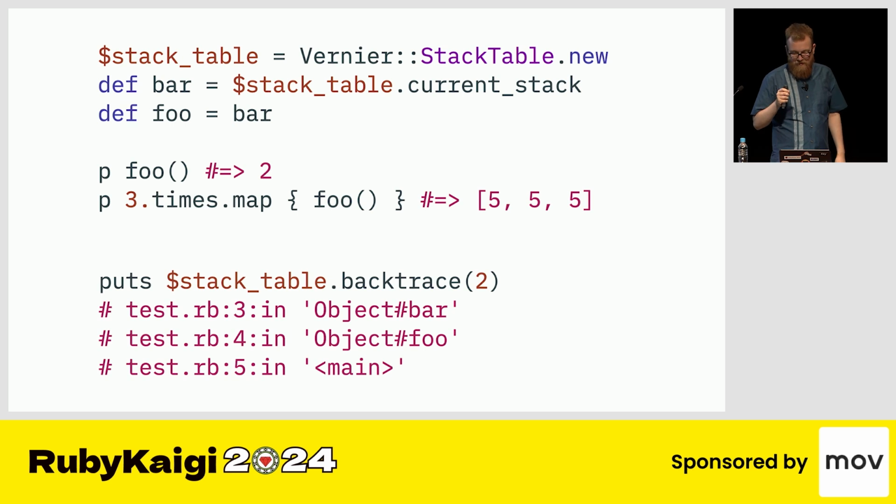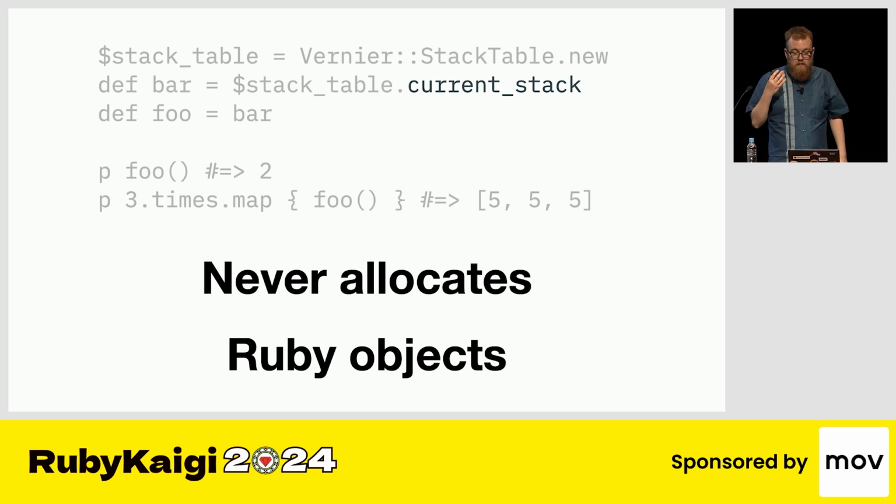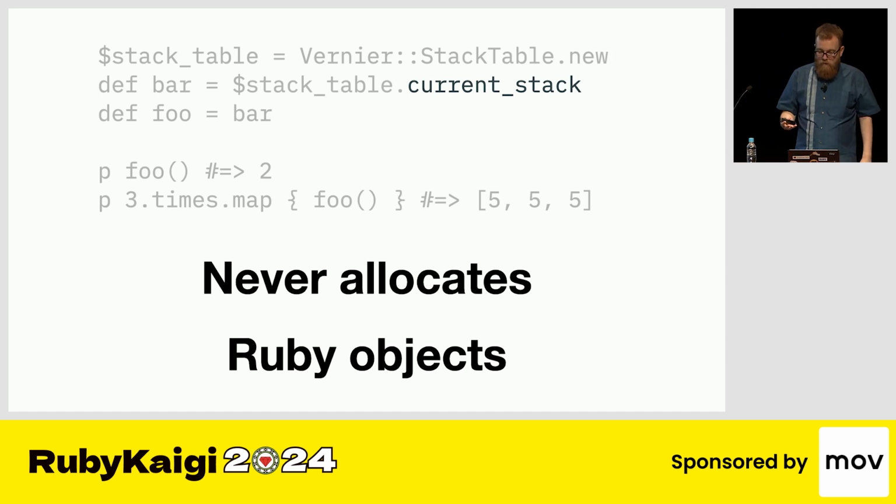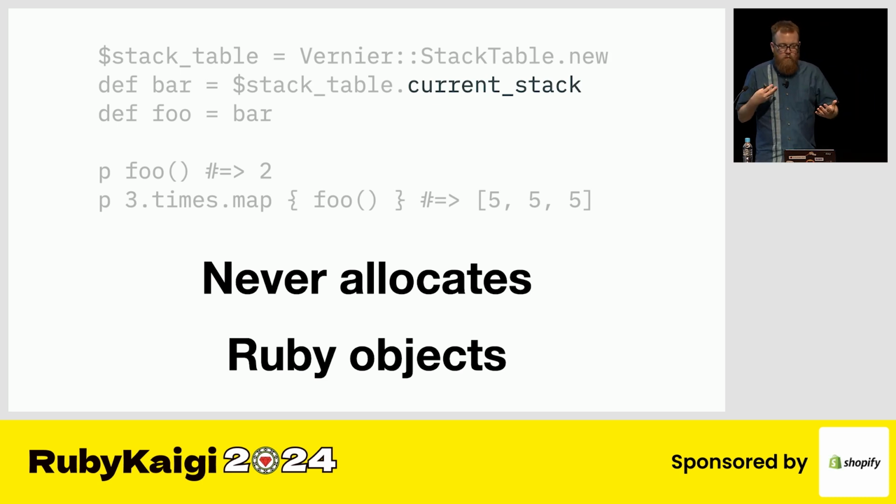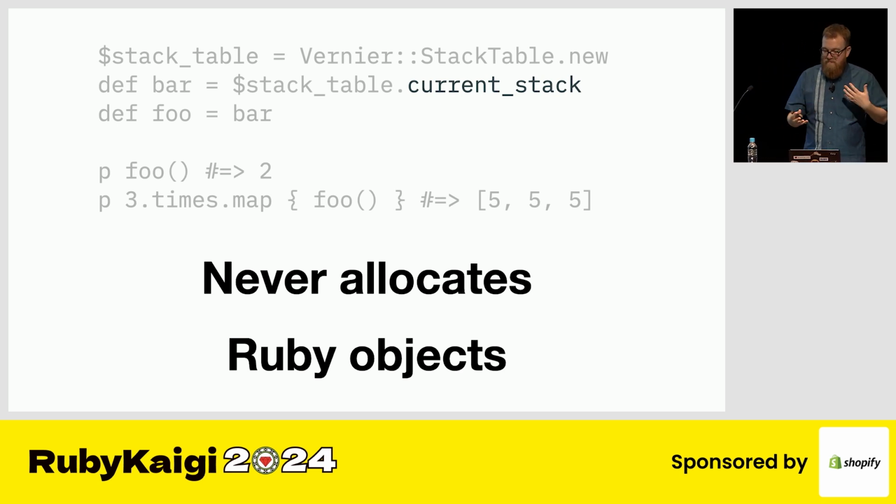The very important thing about this for the tracing, the retained memory profiler, is that calling current_stack never allocates a Ruby object. Most of the time, it won't allocate at all if it's seen the stack before. But if it's a new stack, it will do an allocation in C, but not an allocation in Ruby. And that's because we want to measure the Ruby program. So we can't interfere with it too much by making allocations that might mess up the very thing we're trying to measure.